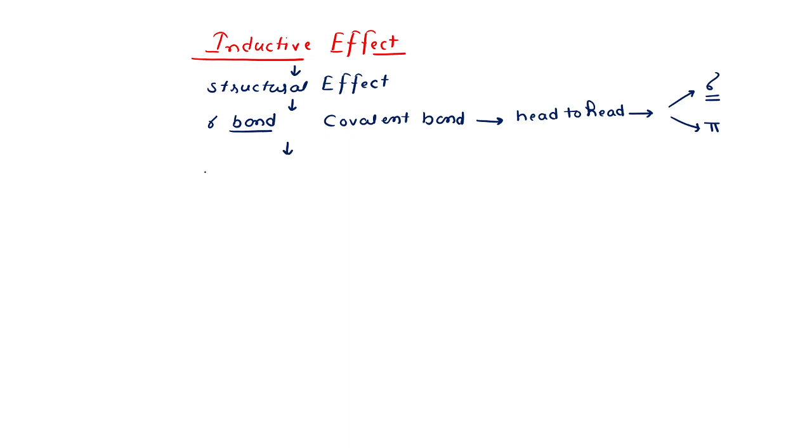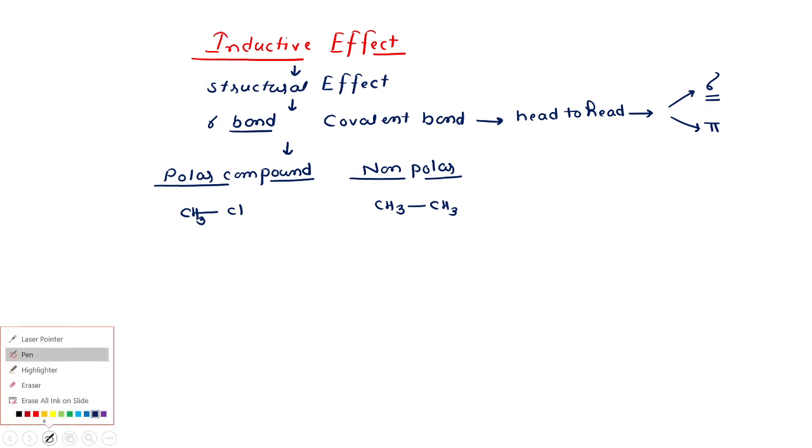Before starting inductive effect, one should understand what is meant by a polar compound and what is meant by a non-polar compound. It depends upon the electronegativity of the atom. Consider you are having CH3Cl and consider you are having CH3CH3. This bond is made up of two electrons. This bond is made up of two electrons.